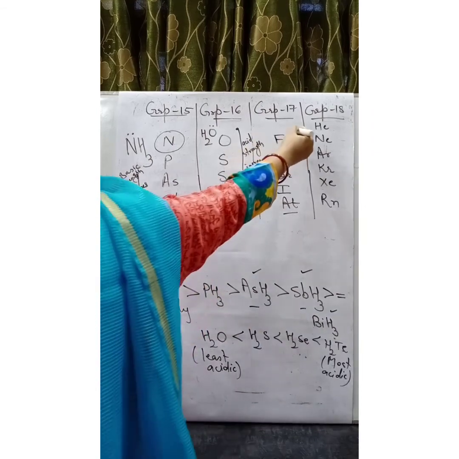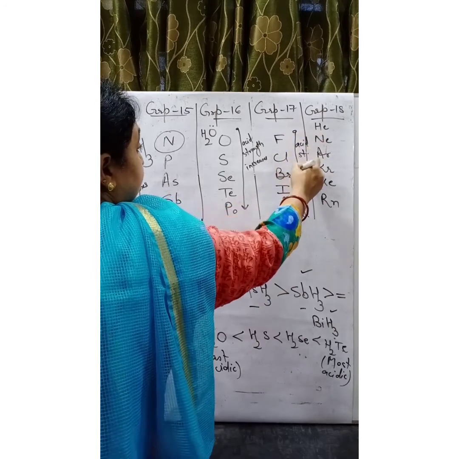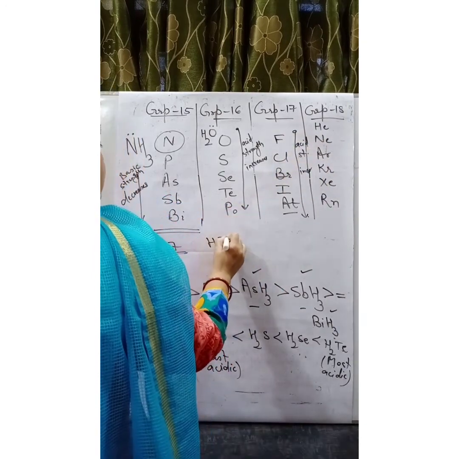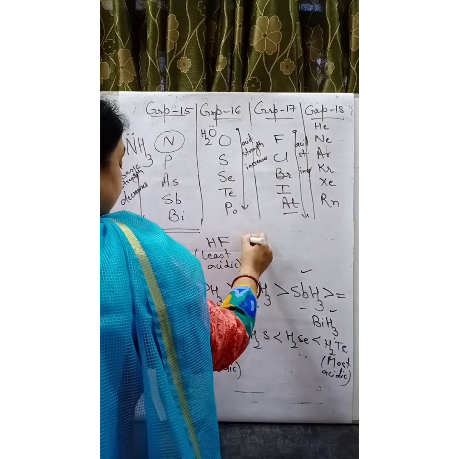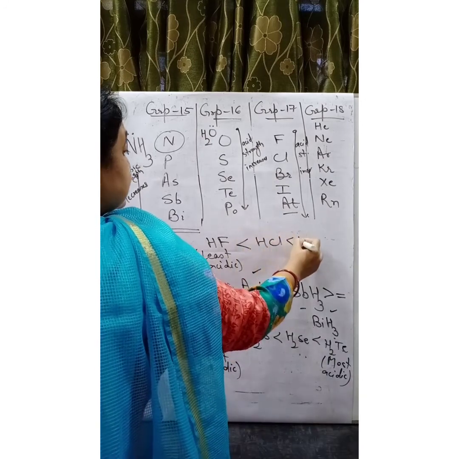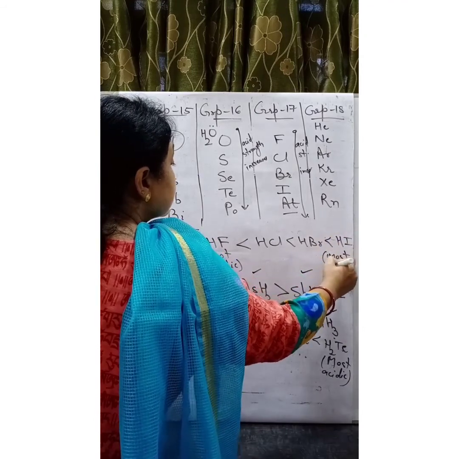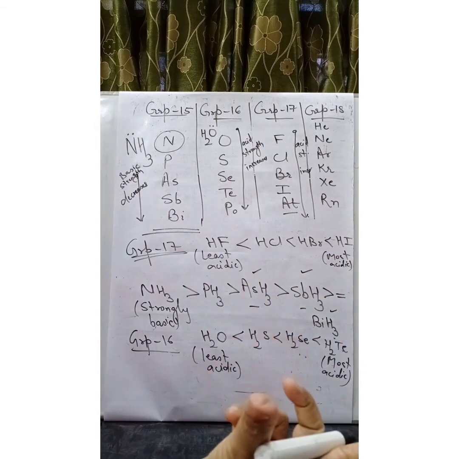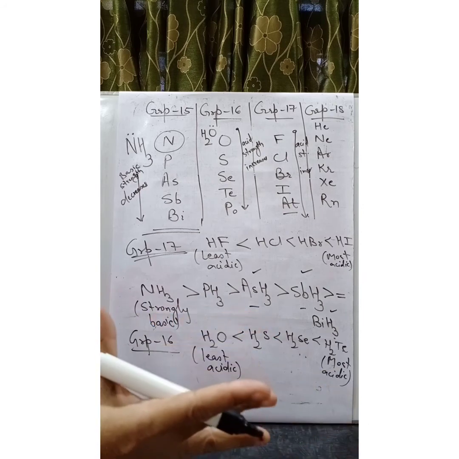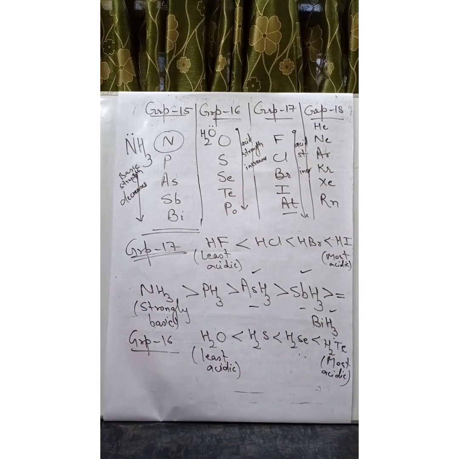If we talk about group number 17, same is the case. As we move down, acid strength increases. So we can say HF is least acidic, then less than HCl, less than HBr, less than HI. HI is most acidic because HI has least bond dissociation enthalpy because of the bigger size of iodine. So H plus ions can be lost very easily. So HI is most acidic in the corresponding group.